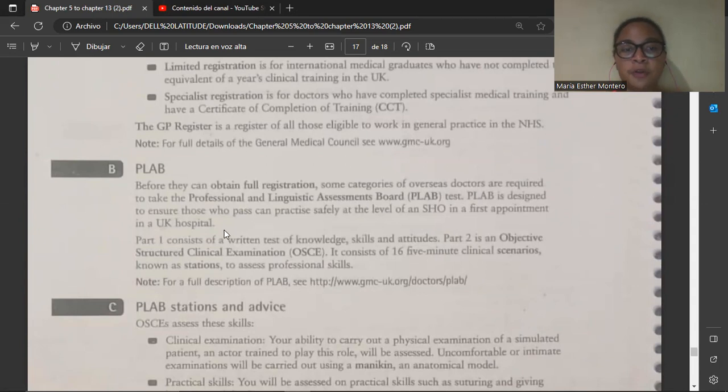In a UK hospital, Part 1 consists of a written test of knowledge, skills, and attitudes. Part 2 is an Objective Structured Clinical Examination, OSCE. It consists of 16 five-minute clinical scenarios, known as stations, to assess professional skills.